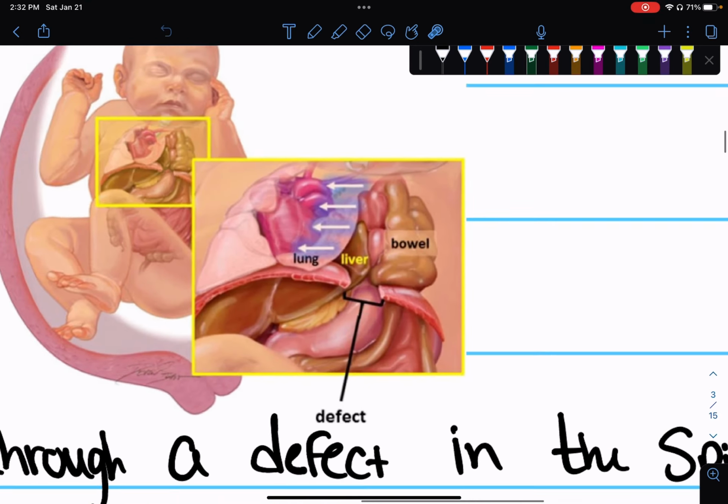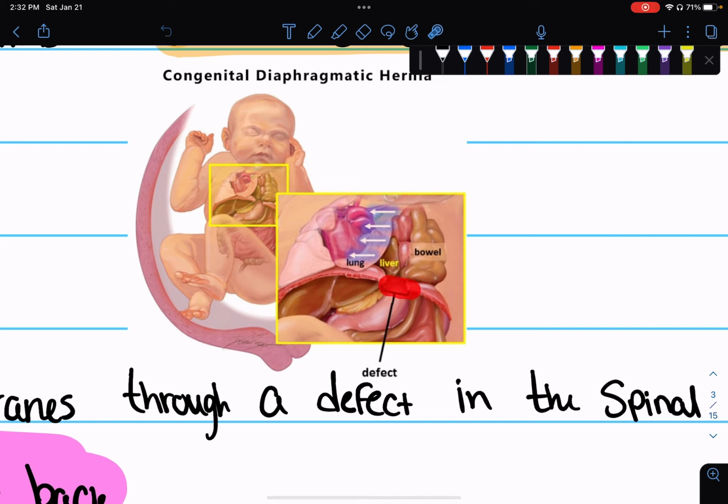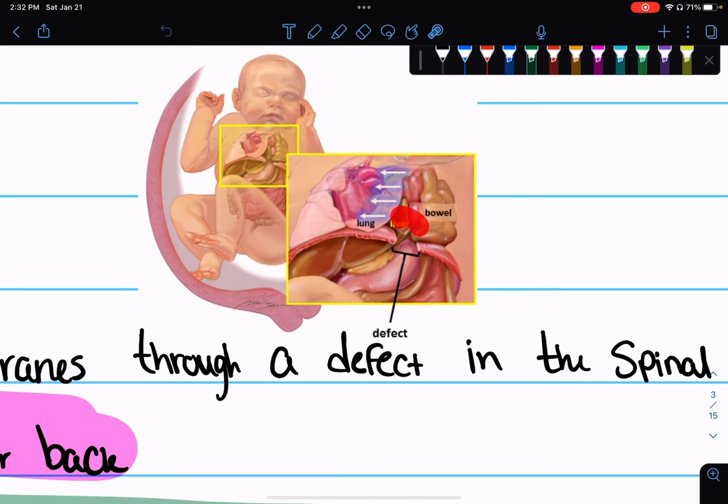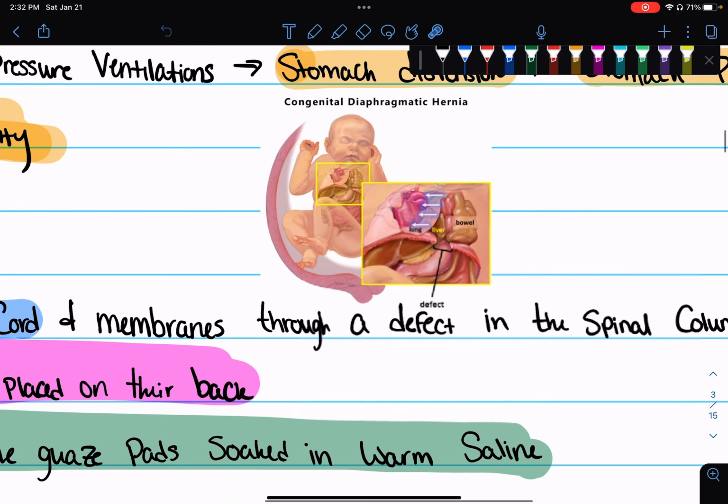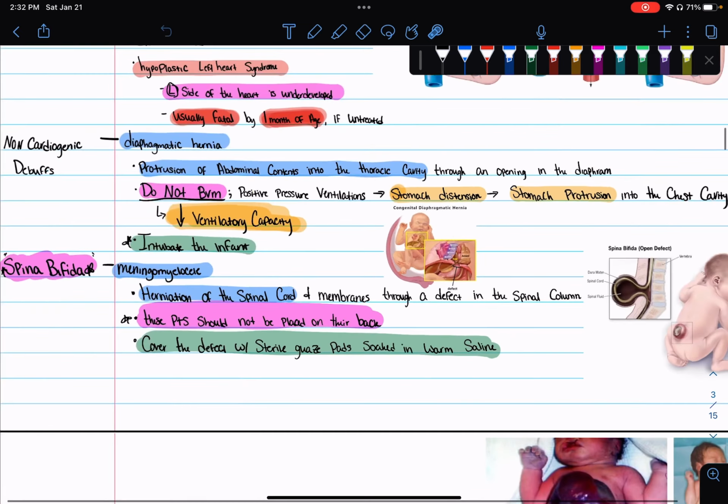So we have our diaphragmatic herniation. This is going to be an actual protrusion of our abdominal cavities that come up through into the mediastinum cavity, and these are going to protrude against the lung here. So they're going to create a form of obstructive shock for the baby.